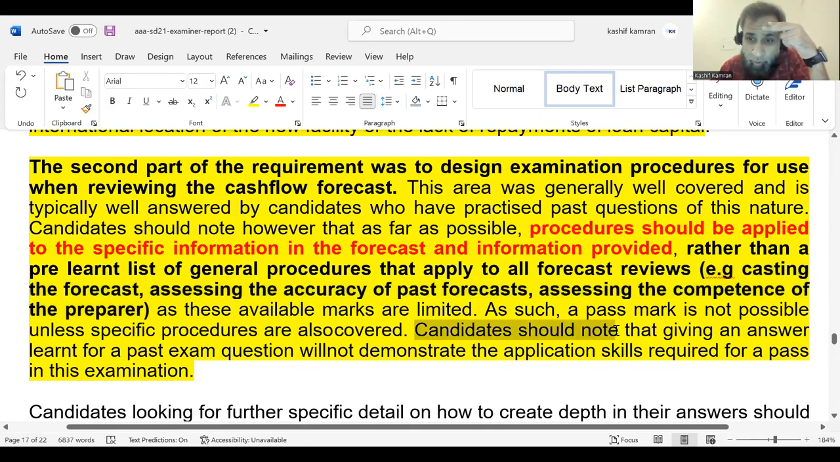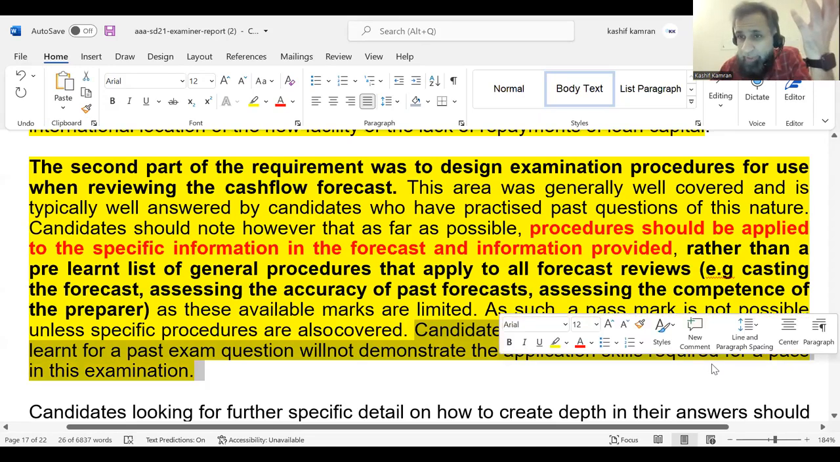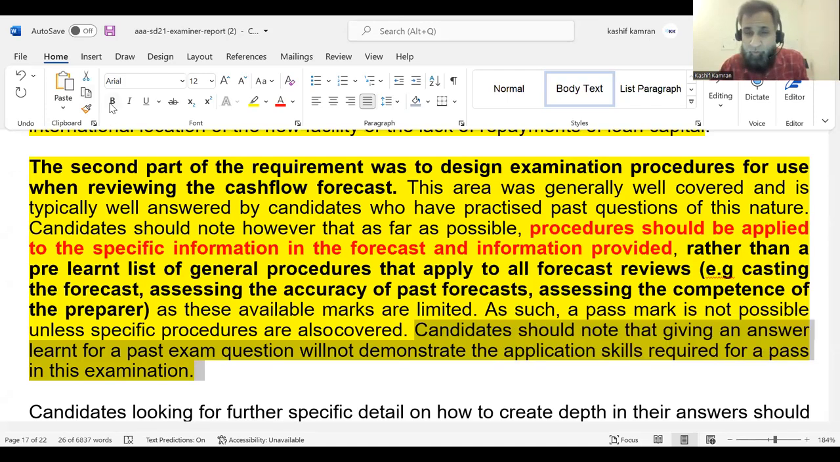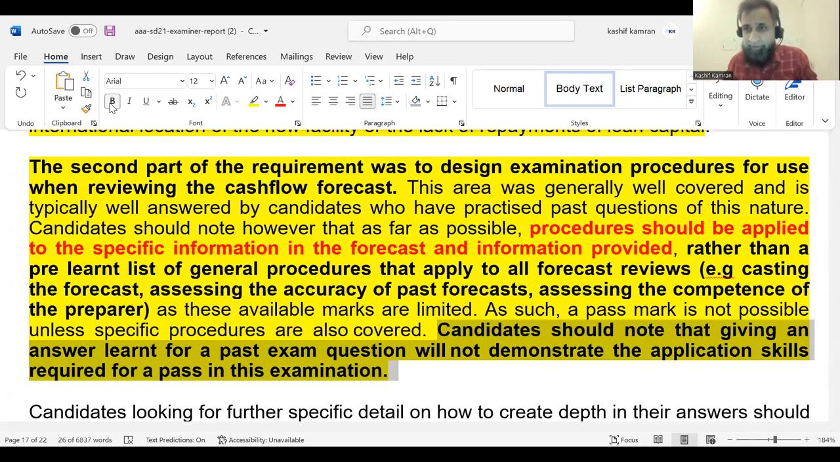Candidates should note that giving an answer learned from the past exam question will not demonstrate the application skill. So if you just wrote the learned answer from September-December 21, and another question comes on a cash flow forecast and you directly copy paste the answer, that's wrong. The examiner is not liking that. The examiner is saying the students learned the answers from the past answers and then copy paste the answer to the next exam sitting. He's not liking that.